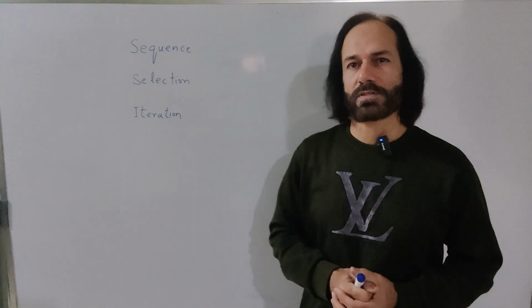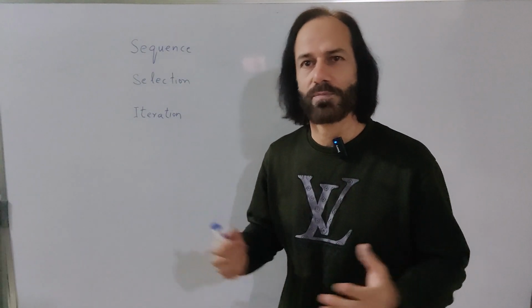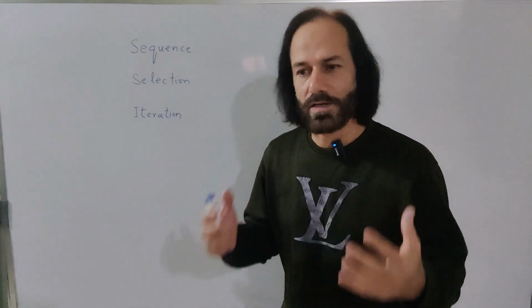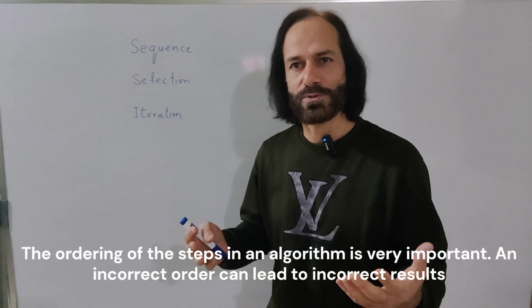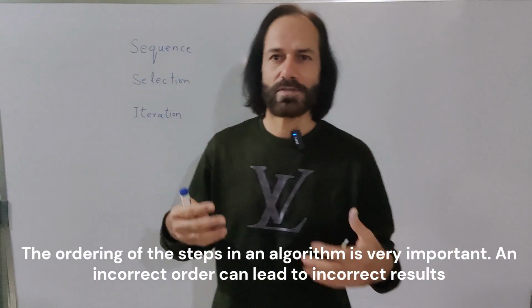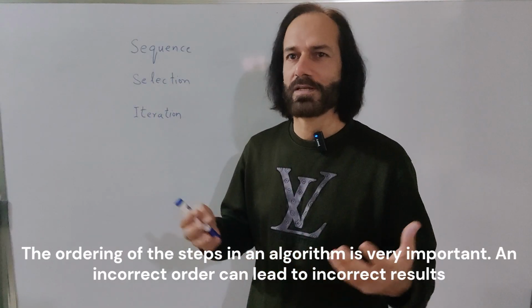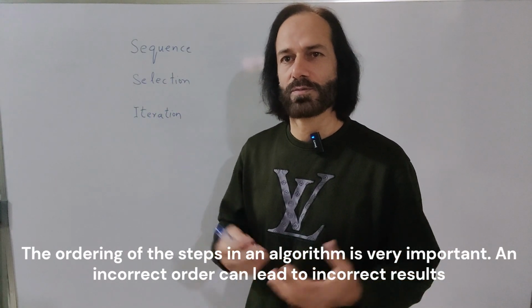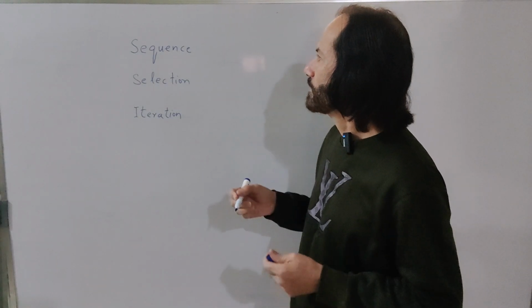The first one is sequence. Sequence means the order of the instructions. That is very important. The incorrect order can lead to incorrect result. If your order is correct, that means you have successfully solved the problem. So let me give you a small example so that you can understand how the order is important.